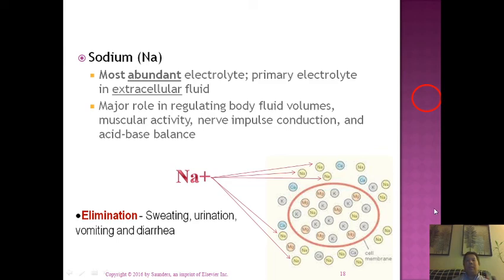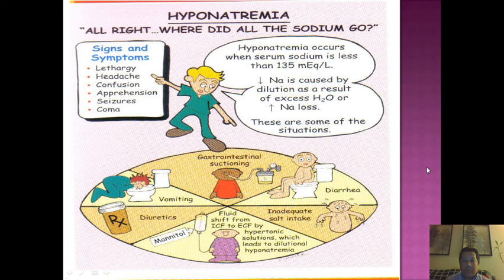So the most abundant electrolyte is of course sodium, and this is primarily found in the extracellular fluid. It regulates body fluid volume, muscular activity, nerve impulse conduction, and acid-base balance. The only way to eliminate sodium from the body is by sweating. I don't know if you noticed this, but your sweat is a little salty because it contains a lot of sodium. The kidneys can also eliminate excess sodium by urination. Vomiting and diarrhea will also cause you to lose some sodium.